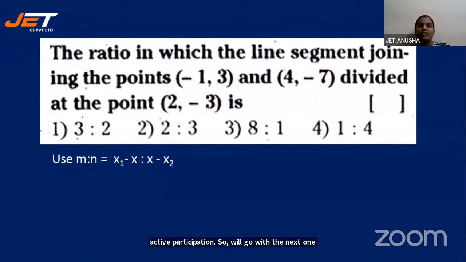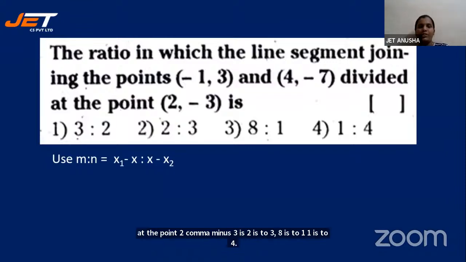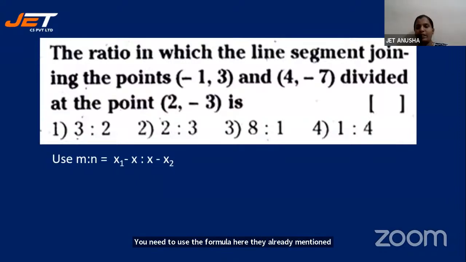The ratio in which the line segment joining the points minus 1 comma 3 and 4 comma minus 1 is divided at the point 2 comma minus 3 is 3 is to 2, 2 is to 3, 8 is to 1, 1 is to 4. You need to use the formula here. They already mentioned it. m is to n is equal to x1 minus x is to x minus x2. So let's see what it is.